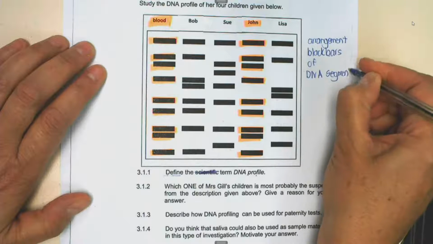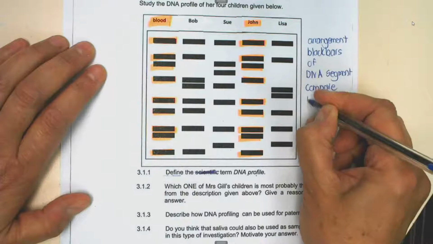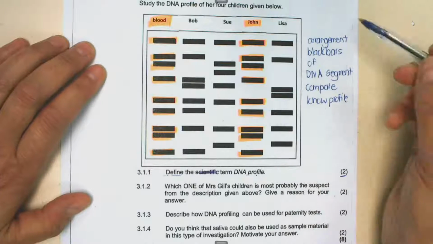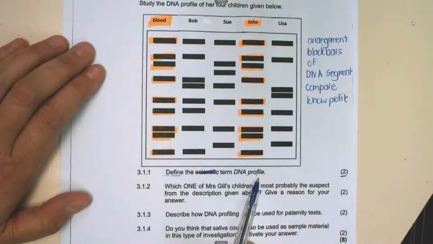And what do we use it for? We use it to compare it with a known profile. So that is what you write. There we have what it is and what it is doing. It gives you the definition of a DNA profile.